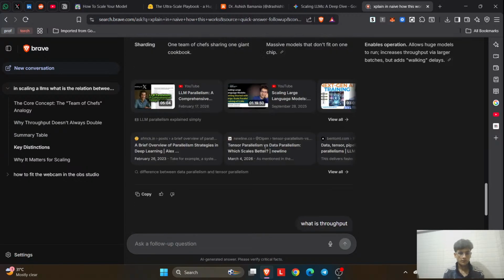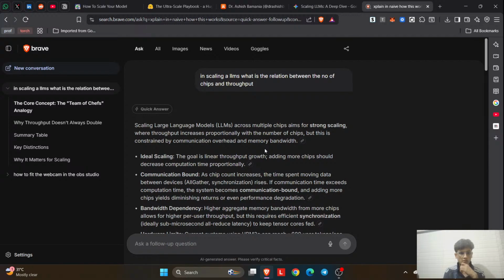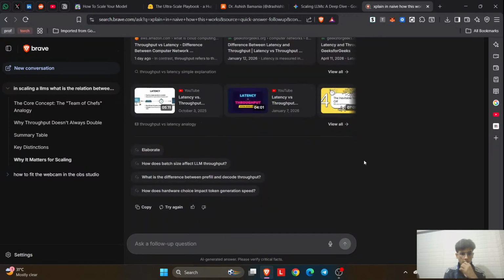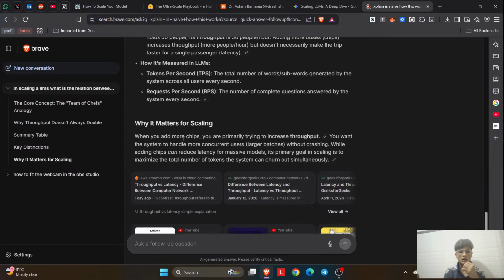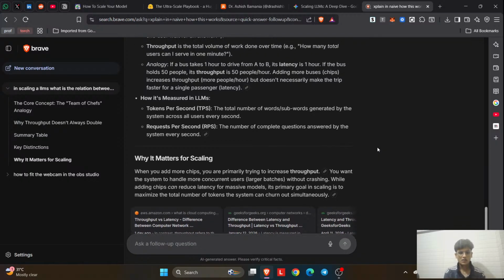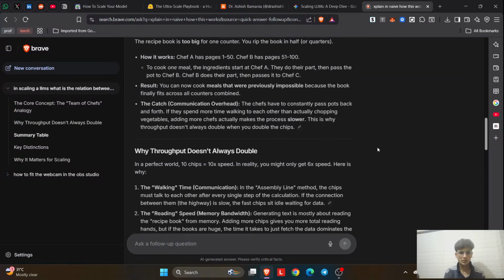Okay, so now I understand a bit. So basically the fundamental thing is that to increase the throughput, to increase the number of tokens per second the LLM generates, we increase the chips. But it doesn't necessarily do that. What it does is manage the number of concurrent users. I suppose these are the two and the same thing.